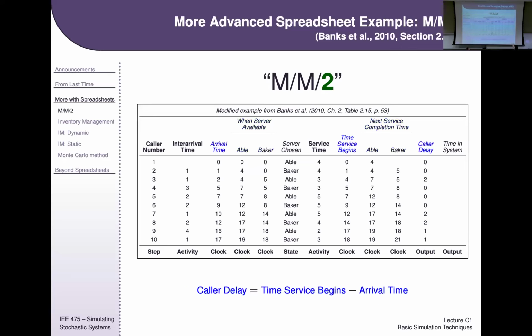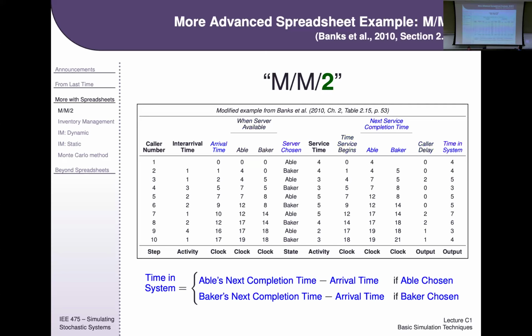And then after that, we can calculate our stats because we now know when each caller's service completed, we know when each caller arrived. And so we can calculate the delay: the difference between when their service began and their arrival time is their waiting time in the system. And the difference between when they left the system and when they arrived in the system gives us the time in the system.